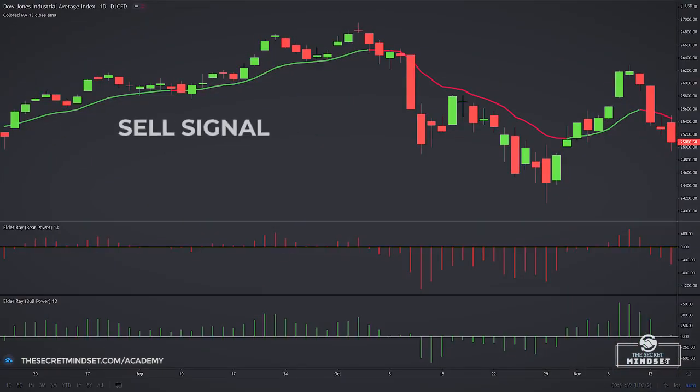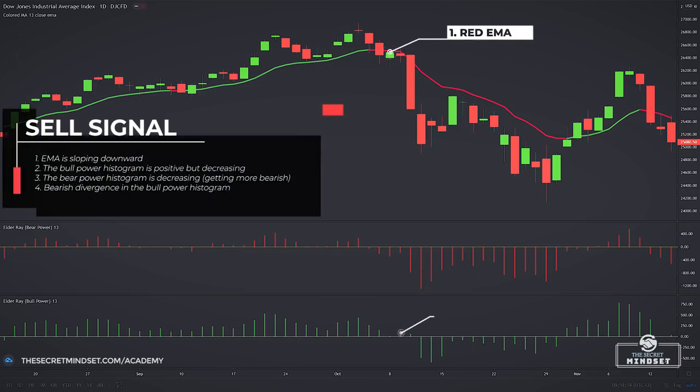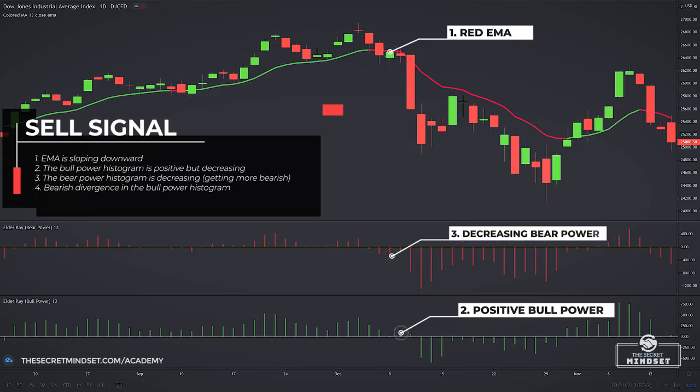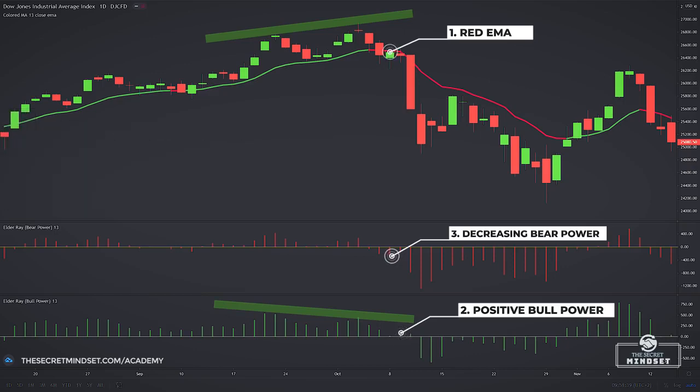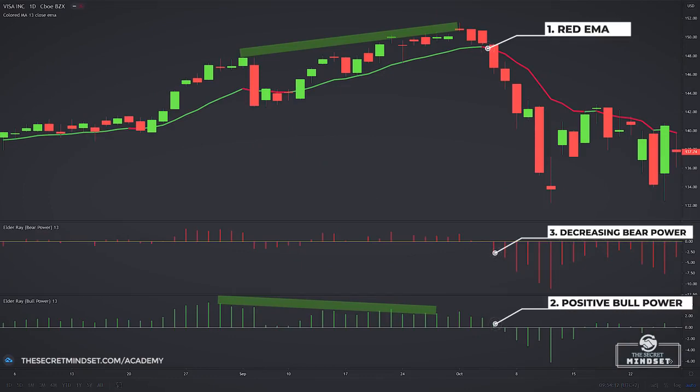We have a selling opportunity when the EMA is sloping downward, indicating a possible downtrend. The bull power histogram is positive, above the zero line but falling, and the bear power histogram is falling, getting more bearish. Furthermore, if there is a bearish divergence in the bull power histogram, the sell setup is very strong. In other words, if the bull power makes a lower high when the price is making a higher swing high, there is a really strong sell setup. Here are other examples of sell signals.